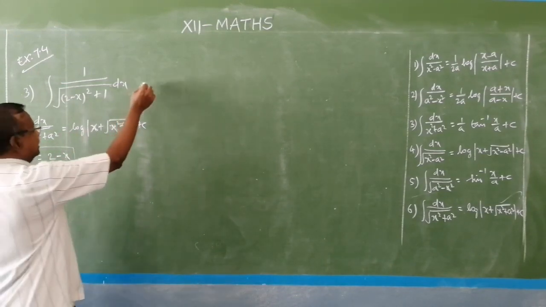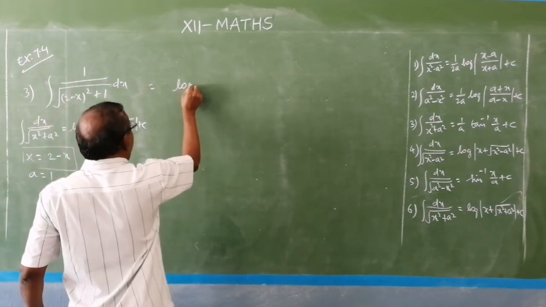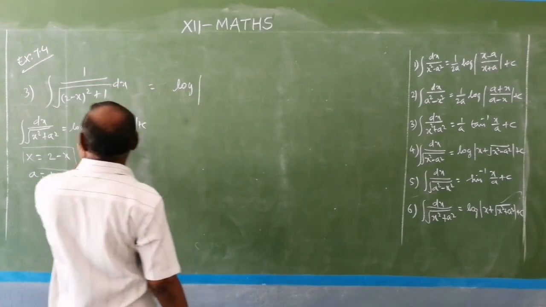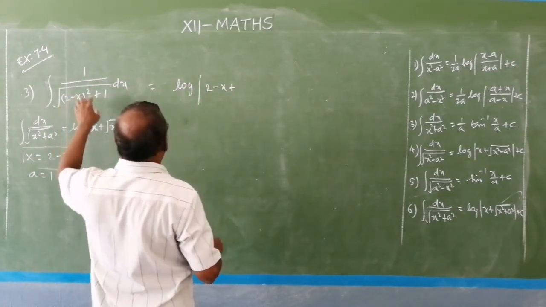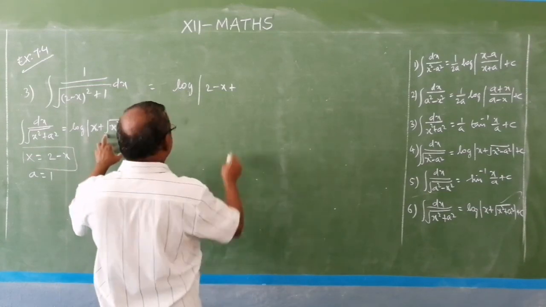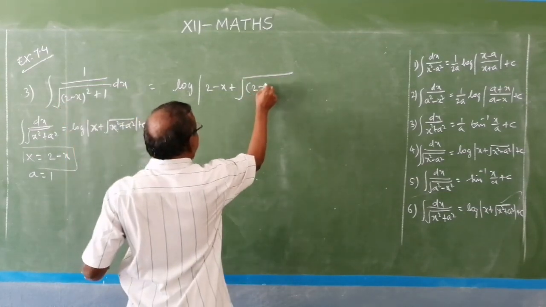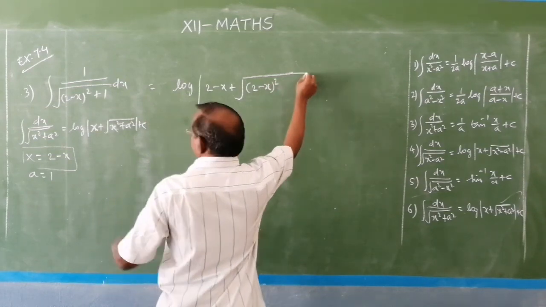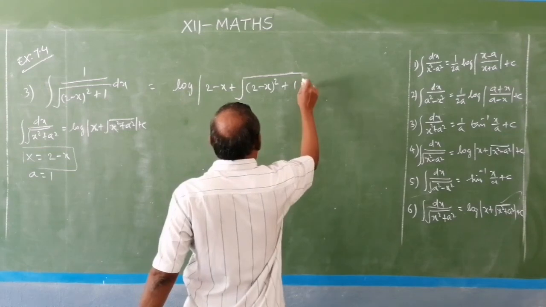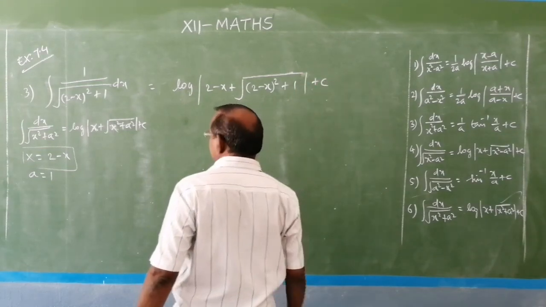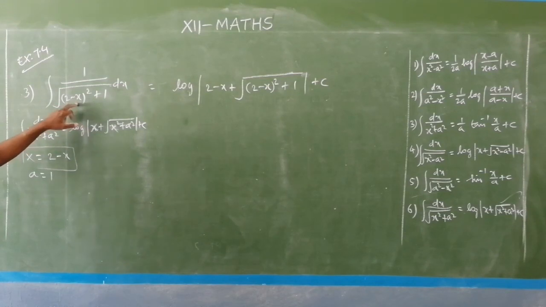So directly we can integrate, that is log of modulus of, instead of x we have to write 2 minus x, plus root of (2 minus x) whole square plus a square, which is 1, plus c. And the coefficient of x is minus 1. If it is 1, no problem, but the coefficient of x is minus 1.